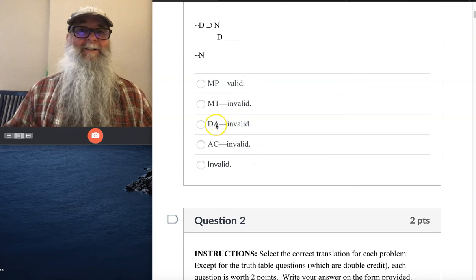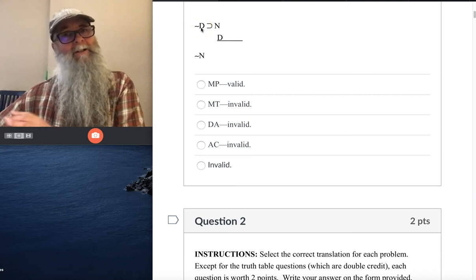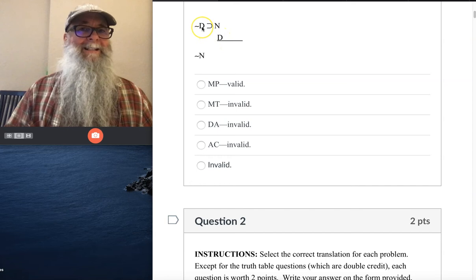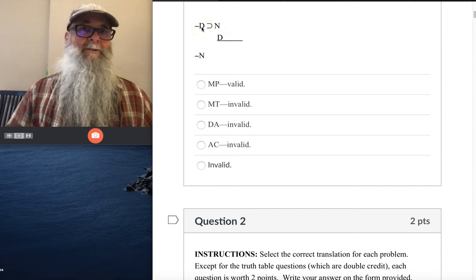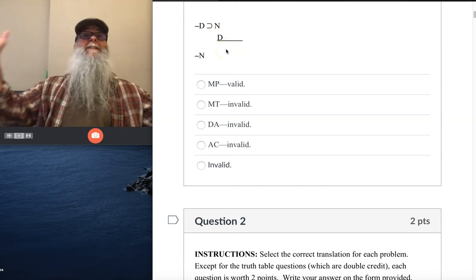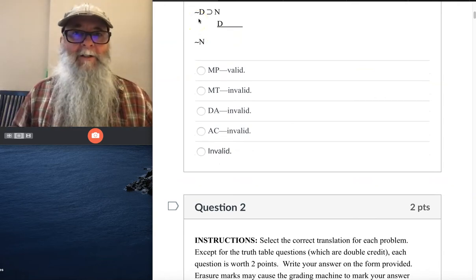Does it look like this is denying the antecedent? Well, here's the antecedent, D. The antecedent is the thing that comes on the left-hand side of the horseshoe. Does this second premise tell us that D isn't true, or tilde D isn't true? And the answer is, yeah, it does. Because the second premise here is saying, you know what? D is true. Therefore, tilde D has to be false.